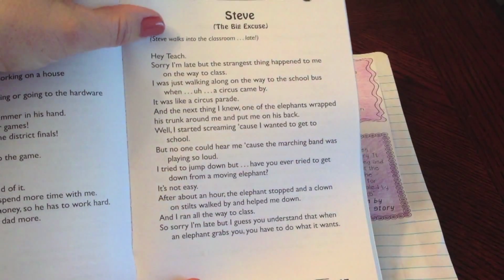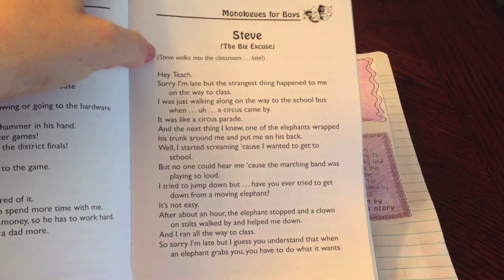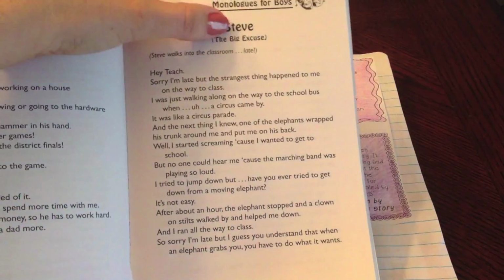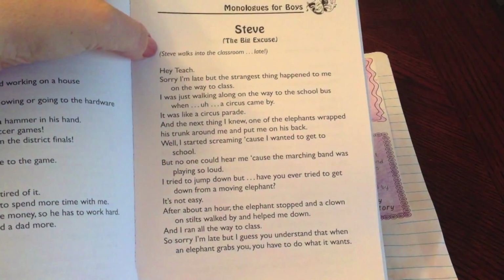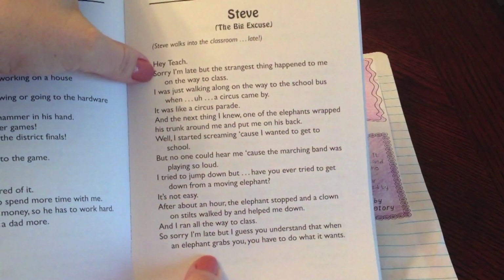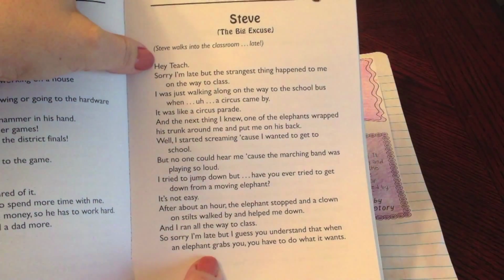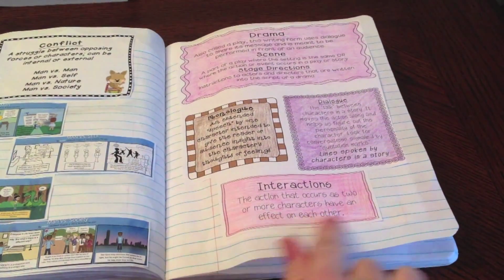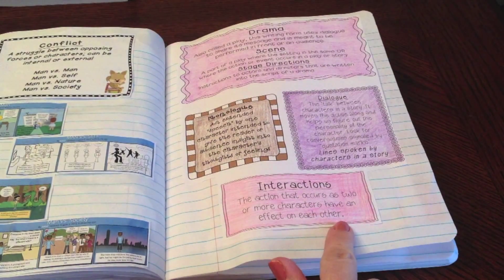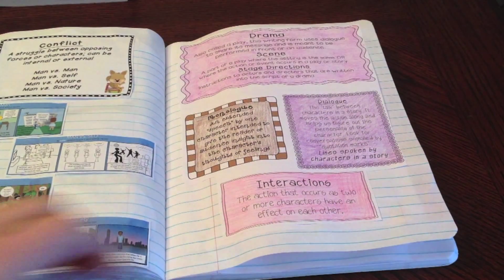Here's a monologue that can be performed. You can see that it's titled Steve. That's the big excuse. Here are the stage directions, and then this is just the dialogue, or excuse me, the monologue. These are other ways that we can also tell the interactions of characters.